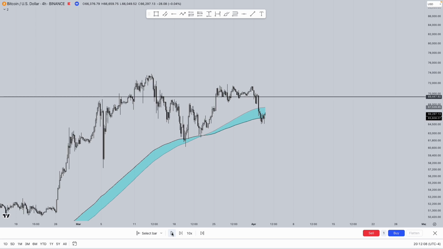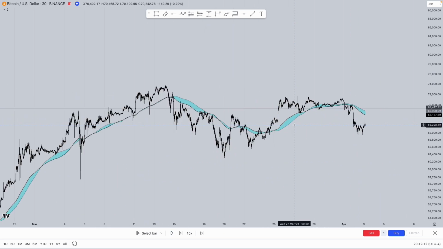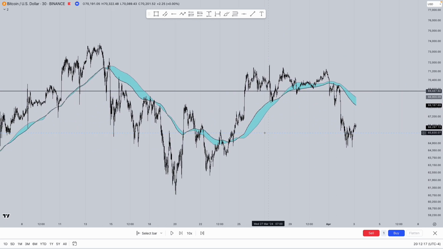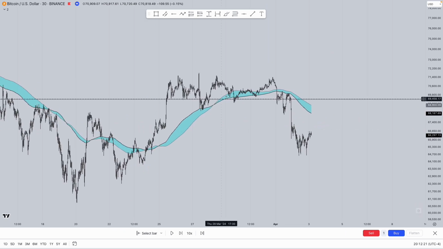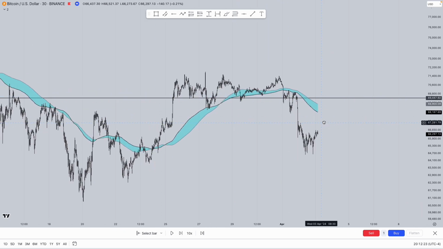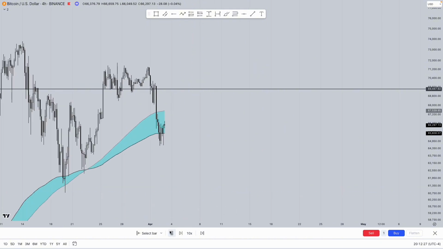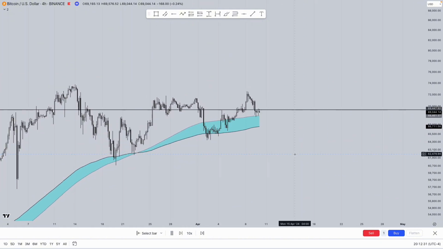But if we zoom back into this 30-minute time frame, you can see it's just kind of being chopped up here. Kind of starting to get respected, but just chopped up all through this price action, as well as here. Kind of chopped up here as well. So let's zoom out again. Still holding.